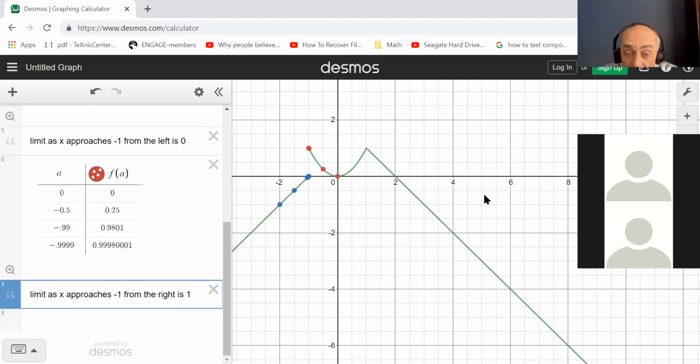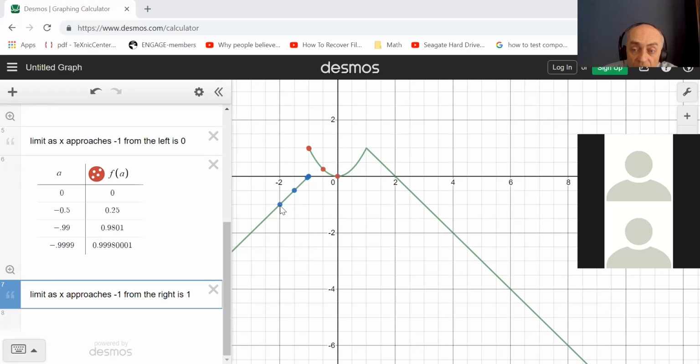All right. So in this case, folks, we're going to say that the limit does not exist, the overall limit. We have side limits. One of them is 0, and the other one is 1. Right at the point -1, we have side limits, but they're not equal. So then we're going to say that the limit does not exist. Now let's see what happens on the graph.